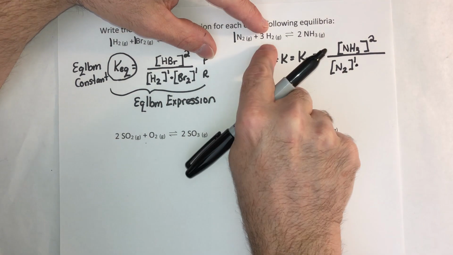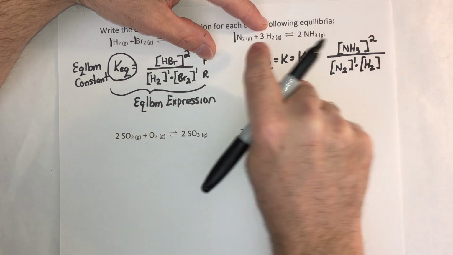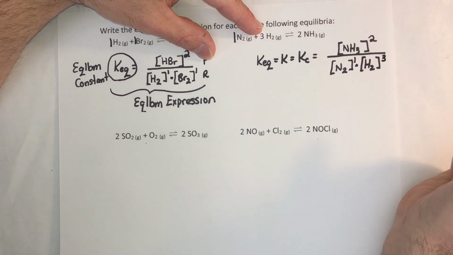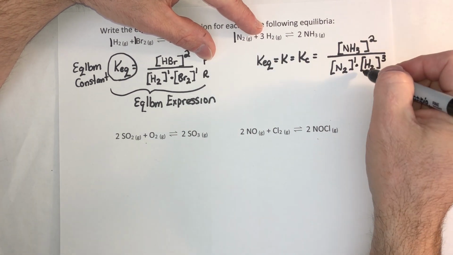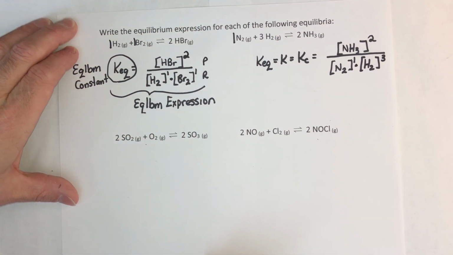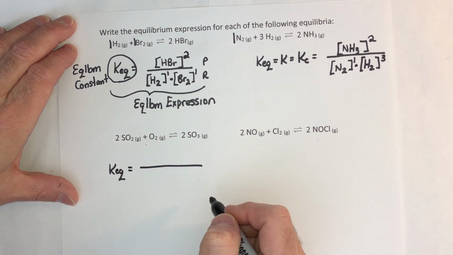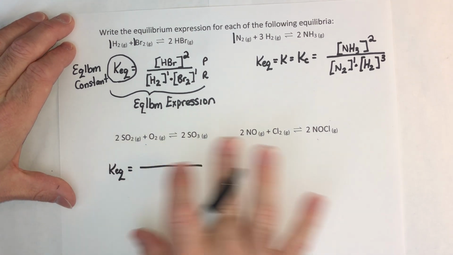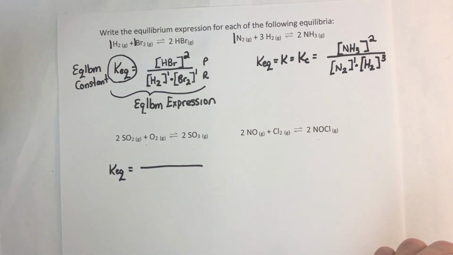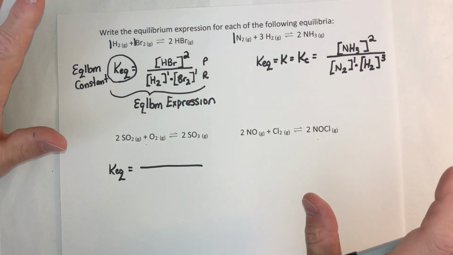Times, the second reactant is an H2, square bracket it, and this time there's a 3 in front. So this will be power of 3 cubed. Products on the top, reactants on the bottom. Okay, let's take a look at the next one. So we'll say KEQ equals products over reactants. Right? These are very nice, very straightforward. Once you get into the rhythm of them and you've practiced a bunch, it becomes a very easy skill.